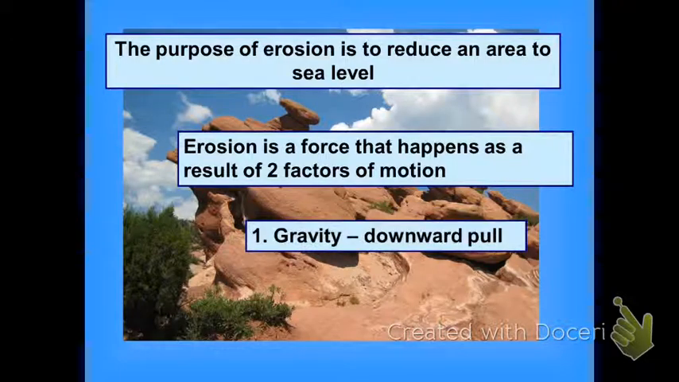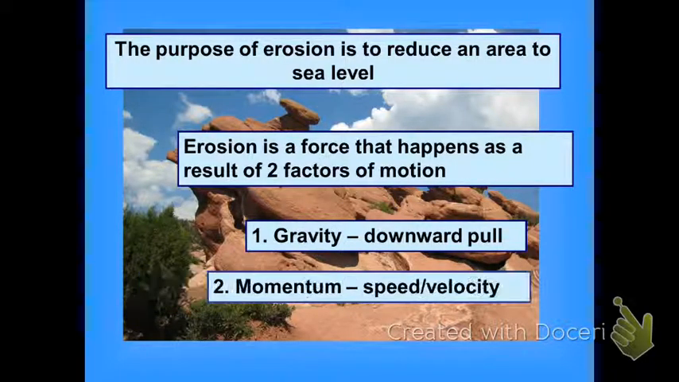So to continue, gravity will take effect. It will always pull things down. So part of erosion, we have all these things that are higher up. Gravity will work against that and will start pulling things down. As they come down, they're going to gain momentum. They're going to have more speed, more velocity. They're going to move faster, and they're going to travel. It's going to be amazing.